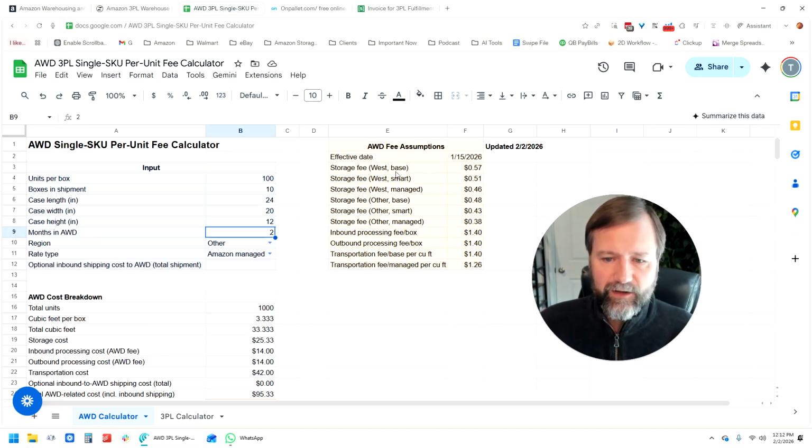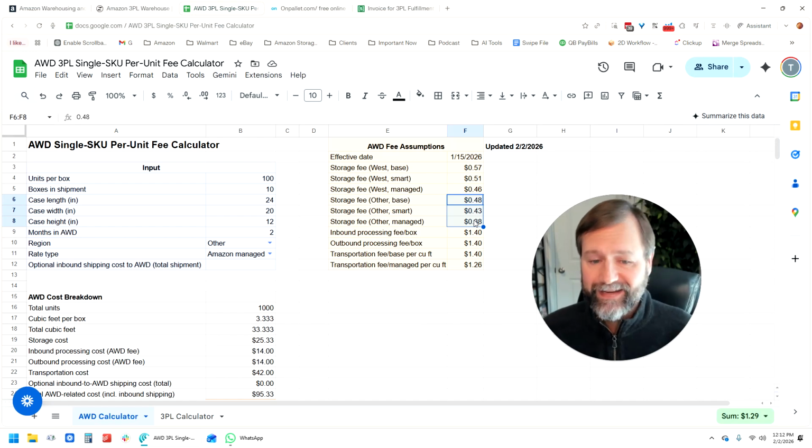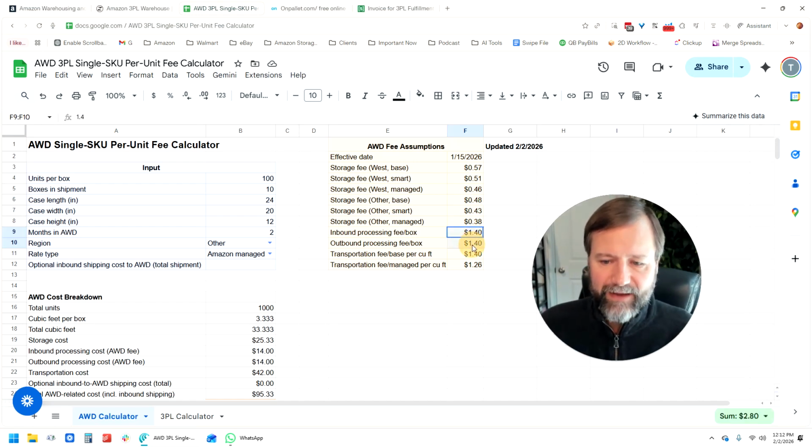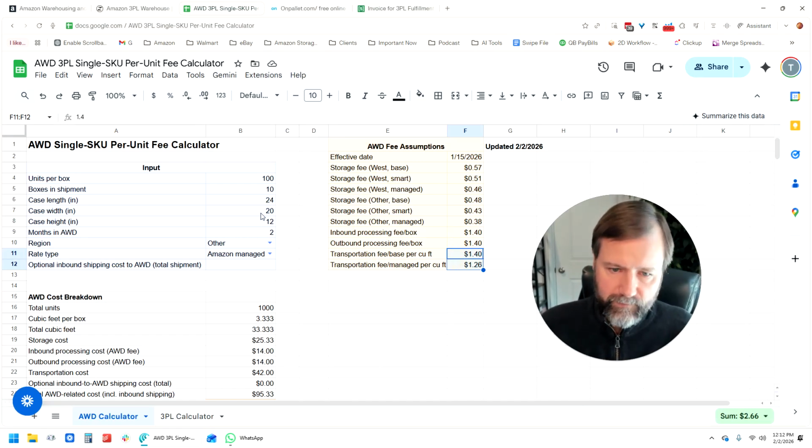Because if you can see over here, currently in 2026, Amazon is charging a higher fee to store on the West Coast versus all of their other platforms. So if you're able to get it into someplace other than California, it's going to be cheaper for you. And then they've got the inbound and outbound processing fee per box, and then a transportation fee based on the cubic feet of your box as well.